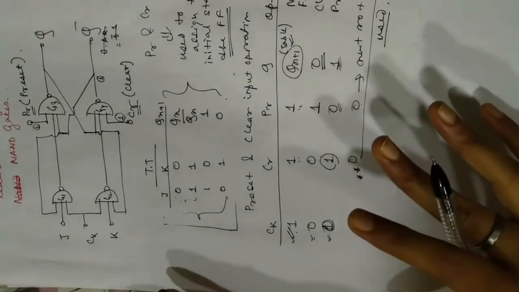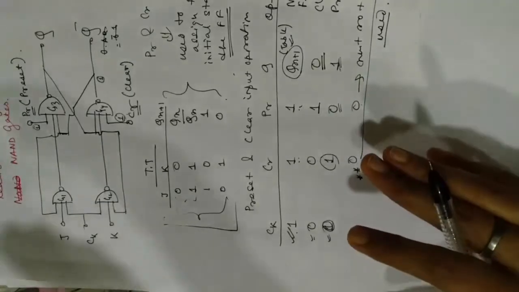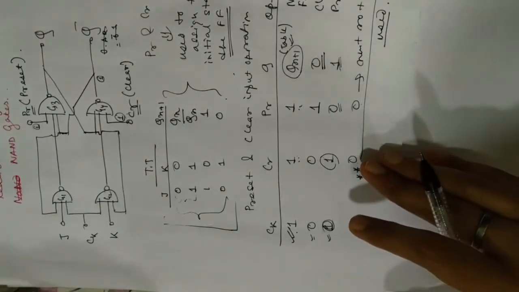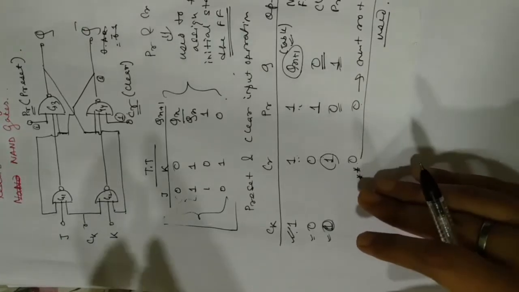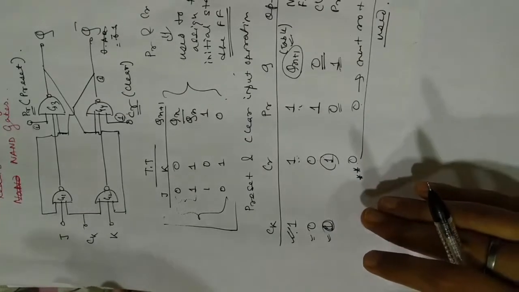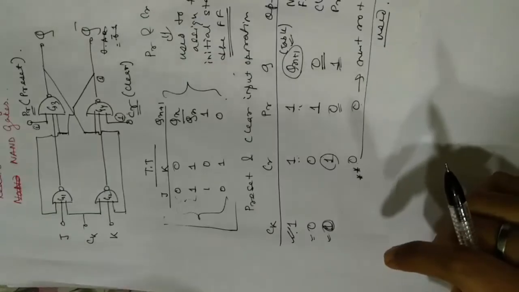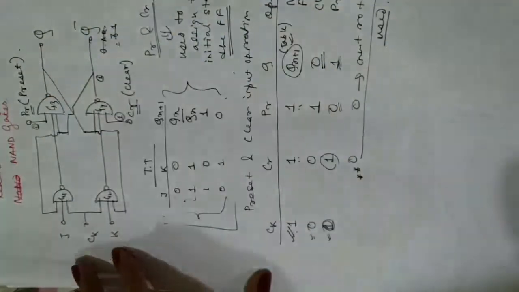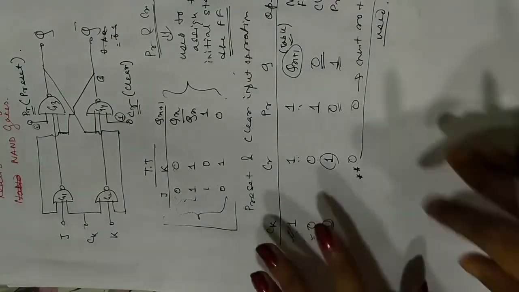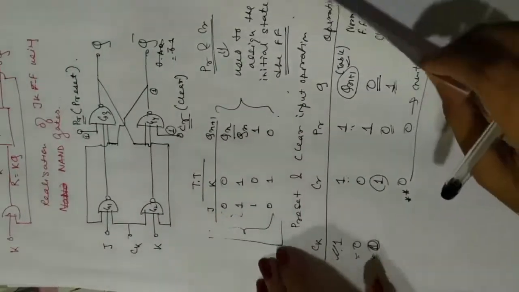So this is all about JK flip-flop. We have learnt the operation of JK flip-flop, and now we have learned how to assign the initial values. If you want to assign an initial value to the flip-flop, we can do it by using these PR and CR terminals, right? Now we will be moving on to the master-slave JK flip-flop.